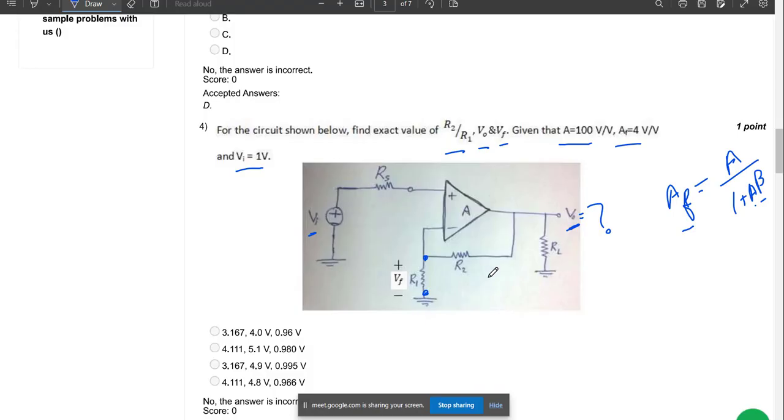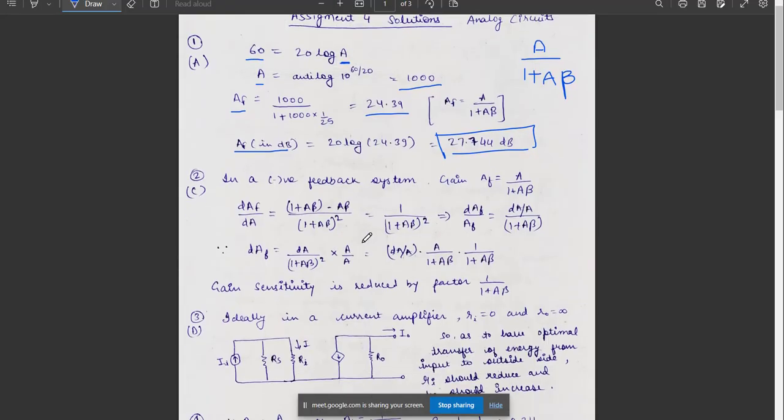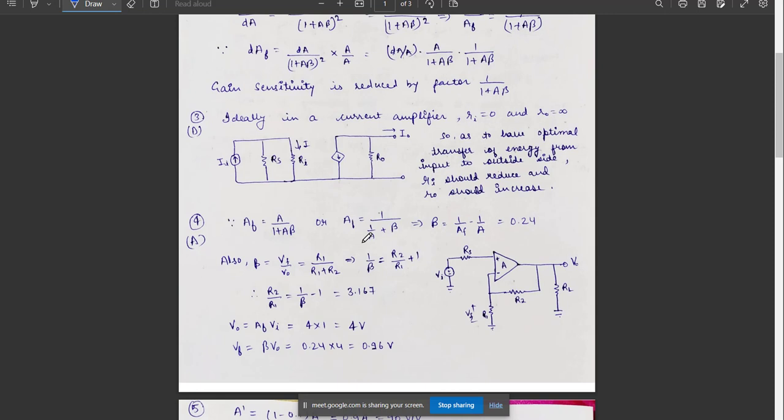Okay, let's try to solve this question then. We already know that the closed loop gain is A upon 1 plus A beta. We can write it in these terms: 1 upon 1 plus A by beta. From here we can find the value of beta, which is equal to 1 by AF minus 1 by A, which is equal to 0.2.